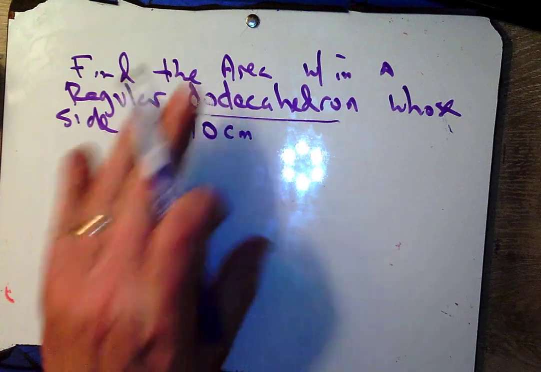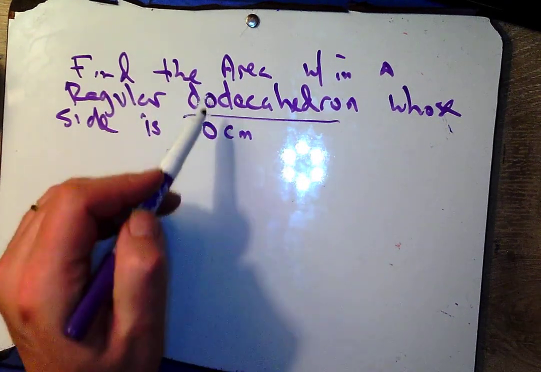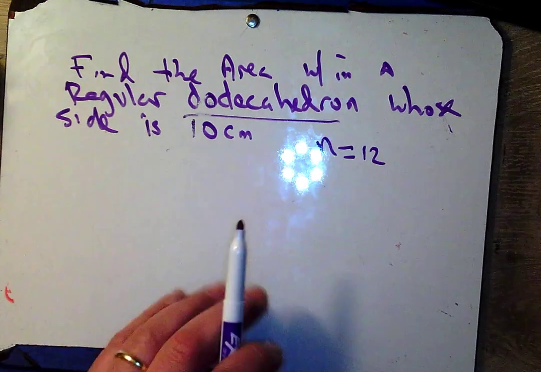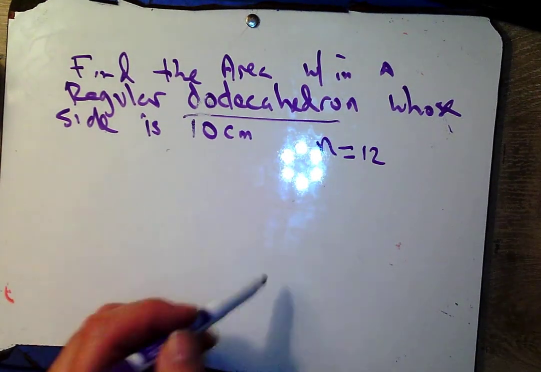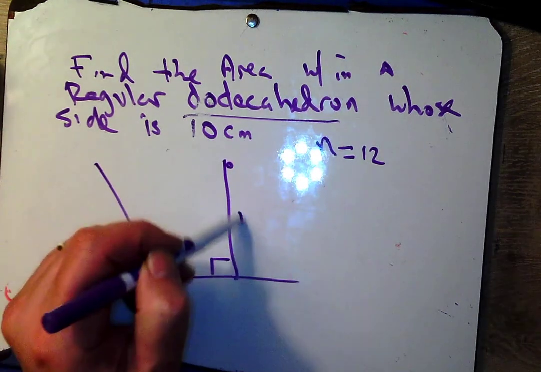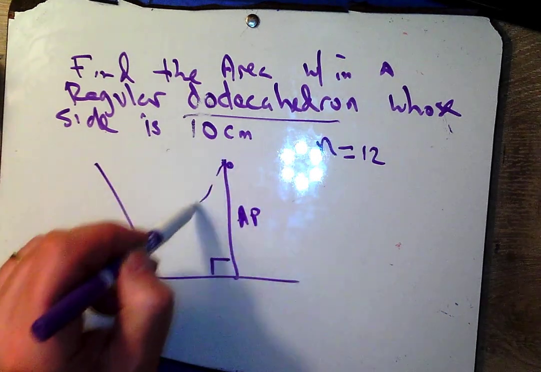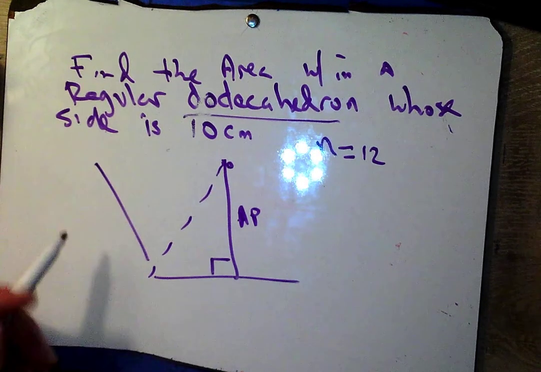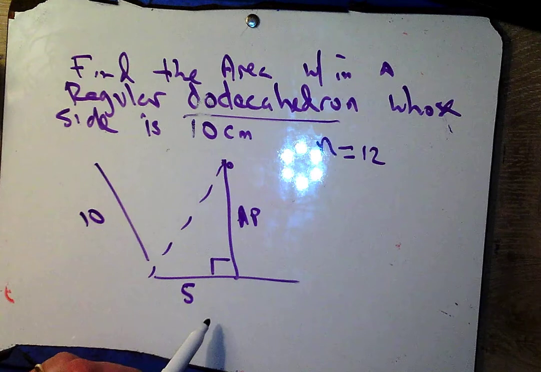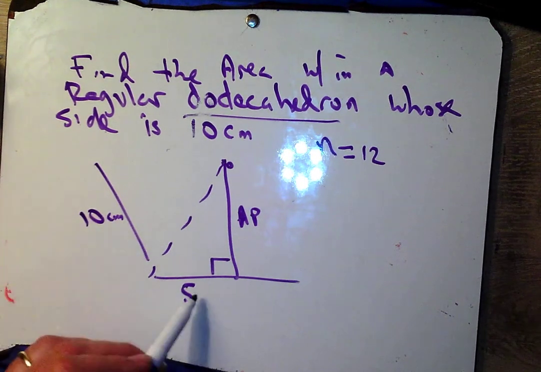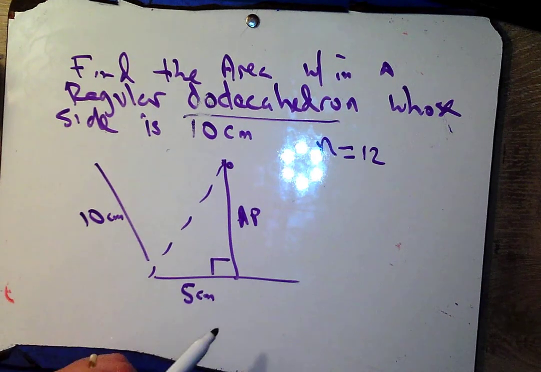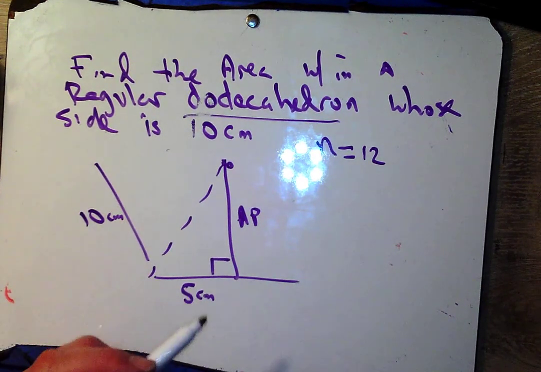Dodeca, 10, do plus 2. This is n equals 12. Okay, we've got a 12-sided figure here, and I'd like to know the area. Okay, side is 10, so that would be 5 centimeters. Okay, pause the video, give it a try, come back when you're done.